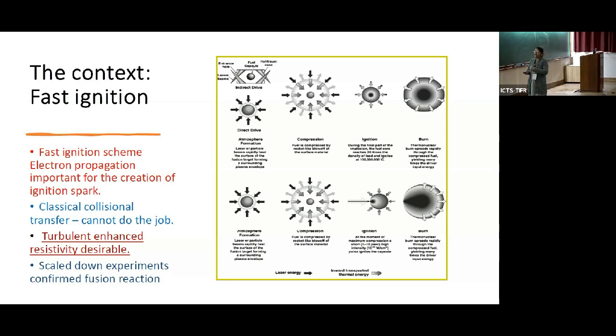And in fact, the scaled-down experiments have confirmed that the fusion reaction gets enhanced here. The neutron yields are higher. So something is happening which is stopping the electrons within the target, which is otherwise not possible from classical estimates.